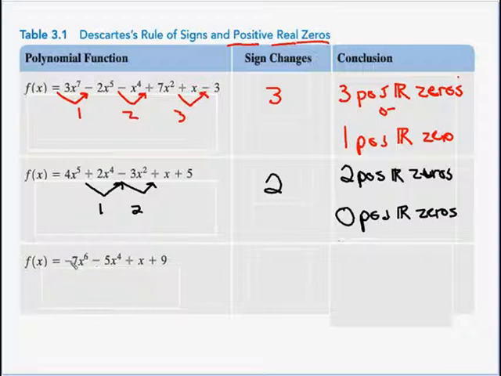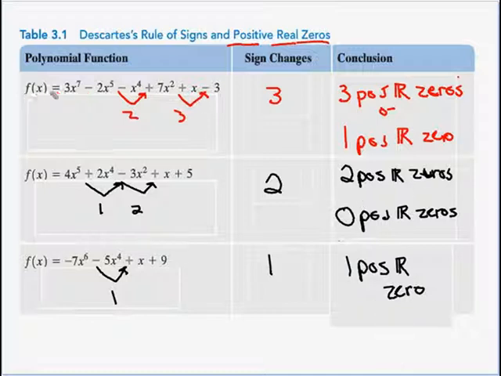All right, last one, negative to negative, and then negative to positive, and then positive to positive. Looks like there's just 1 there. So we only have 1 positive real zero. If we try to subtract 2 from that, an even number, we'd wind up in negative land, and that doesn't work.